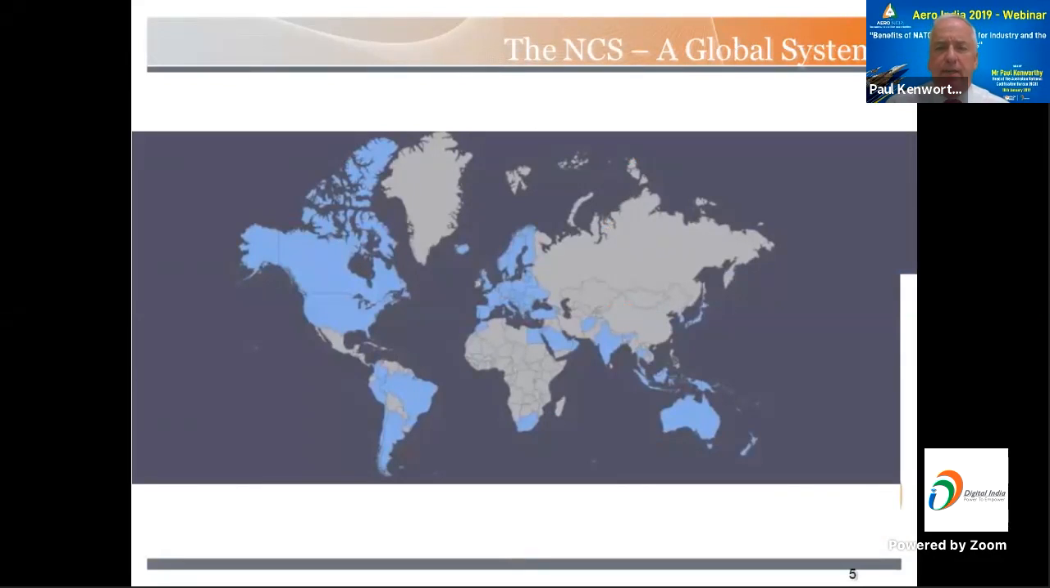The Brigadier mentioned that we are a global system. So even though it's called the NATO Codification System, it is in fact a global system, as you can see from this chart. North and South America, certainly Europe, Scandinavia, North and South Africa. It is quite widespread through the Indo-Pacific region, Japan, South Korea, Indonesia, Malaysia, Singapore, New Zealand, Australia. And as you can see there, India, a very important new player in the NCS.